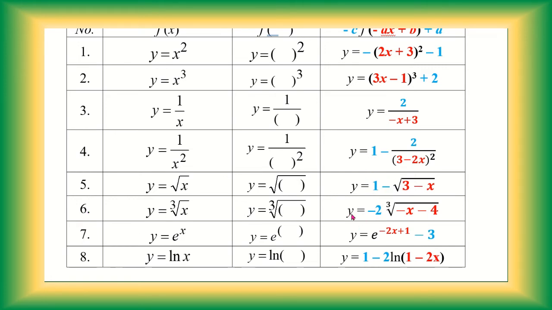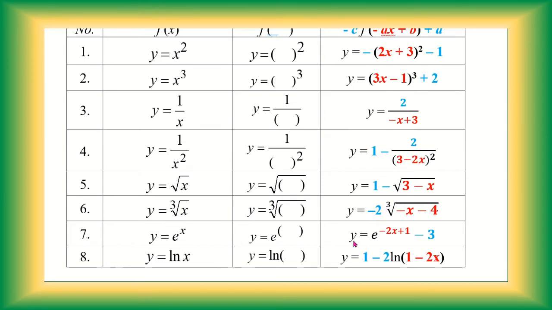Example number 6, y equals negative 2 cube root of (negative x minus 4), and we know that the parent graph is cube root of x. When we replace the x with brackets and compare back to the function, we know that negative x minus 4 is inside the brackets, so negative x minus 4 is x coordinate transformation. Then the rest, the negative 2 here, because it is outside the brackets, is considered y coordinate transformation.